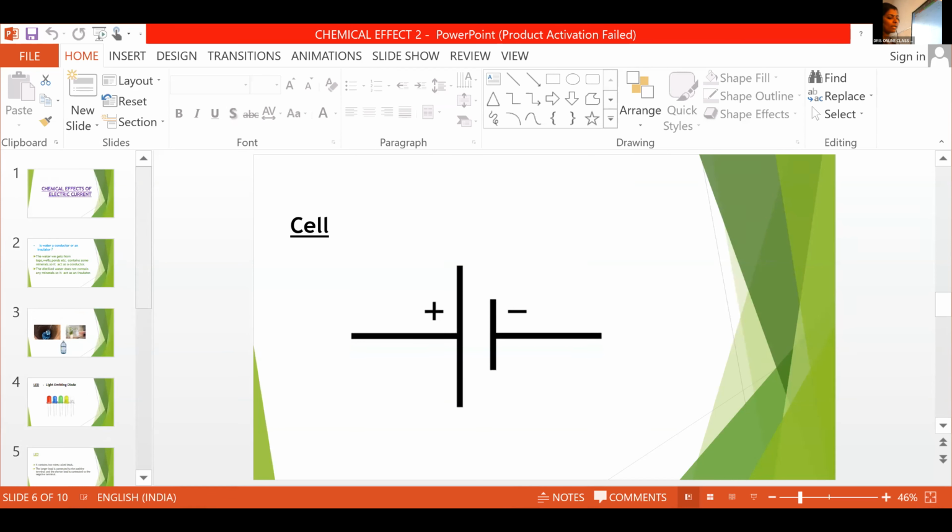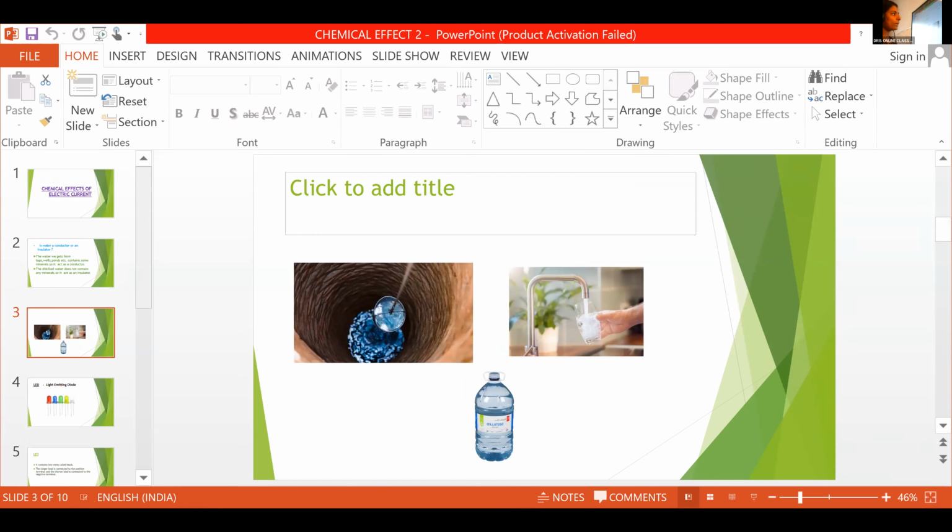Is water a conductor or an insulator? What about this water? Which are the different sources of water? Can you see the board? Yes, ma'am. Okay. So which are the different sources of water? Well water, then river water, then underground water.